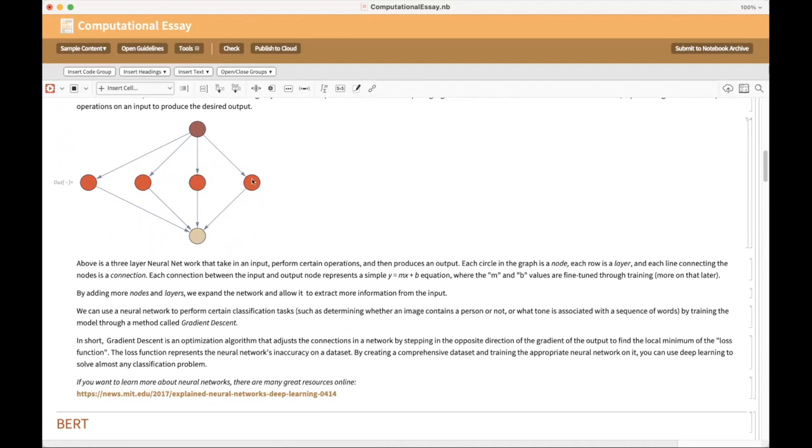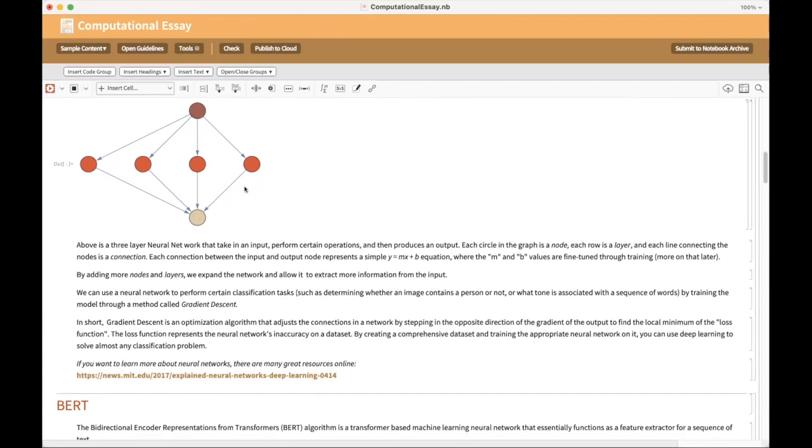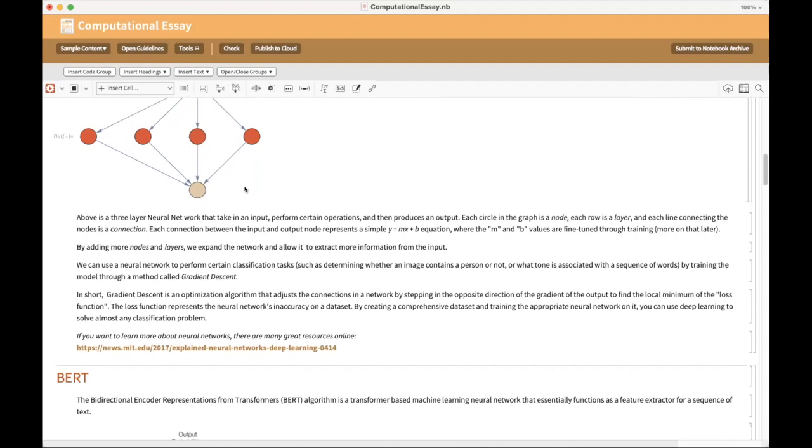And by adding more of these nodes, we can actually expand the network and allow it to extract more information from the input. And training the network is where the ML component comes in. So we can use this network to perform specific classification tasks, such as determining whether an image contains a person or not, or in our case, determining whether a word has a punctuation that follows it.